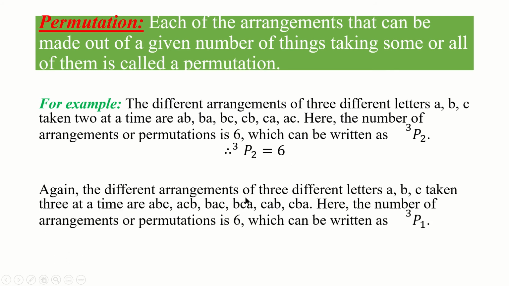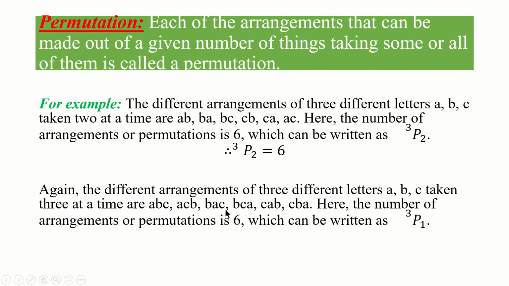Again, the different arrangements of three different letters A, B, C taken 3. Taken 3 means taken all. Another condition, taken all. Okay. As here there are three letters, taken 3 means taken all. Clear? At a time they are ABC or ACB or BAC or BCA or CAB or CBA.